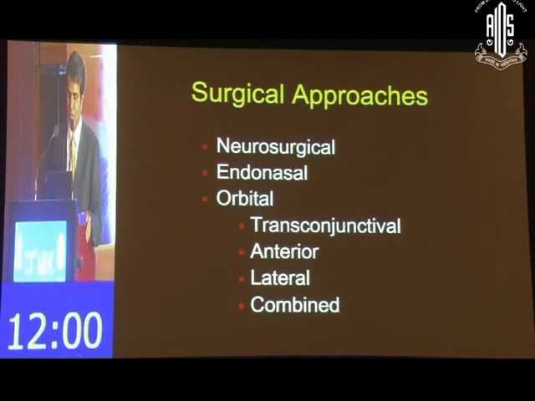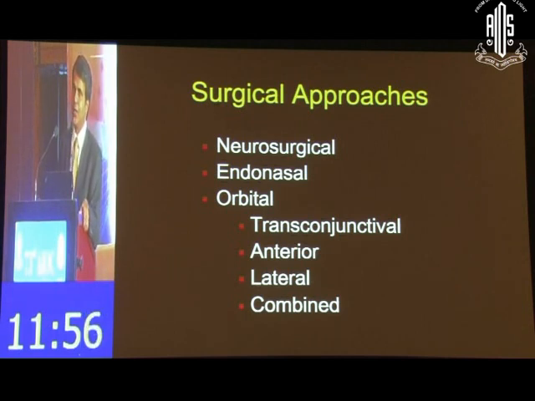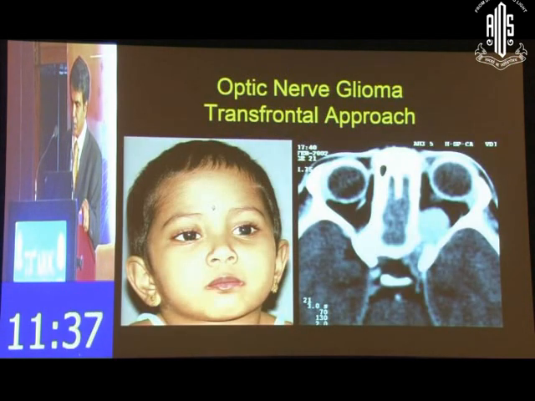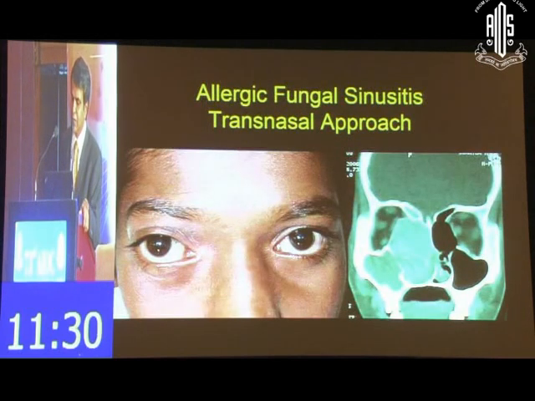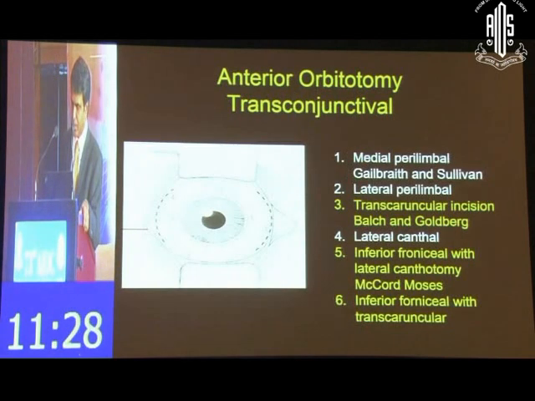And once you have thought of surgery, there are several approaches. Neurosurgical approach is favored in patients who have a brain overlay. If you have, say, an optic nerve sheath meningioma where you want to excise it completely, or optic nerve glioma where you want complete excision, then you have a neurosurgeon coming in. Endonasal approach is possible in patients where there is primarily a paranasal sinus pathology. Otherwise, it is all orbital approach. Like this patient with optic nerve glioma, transfrontal approach is favored if you want complete excision. For this patient with allergic fungal sinusitis, transnasal approach is favored.